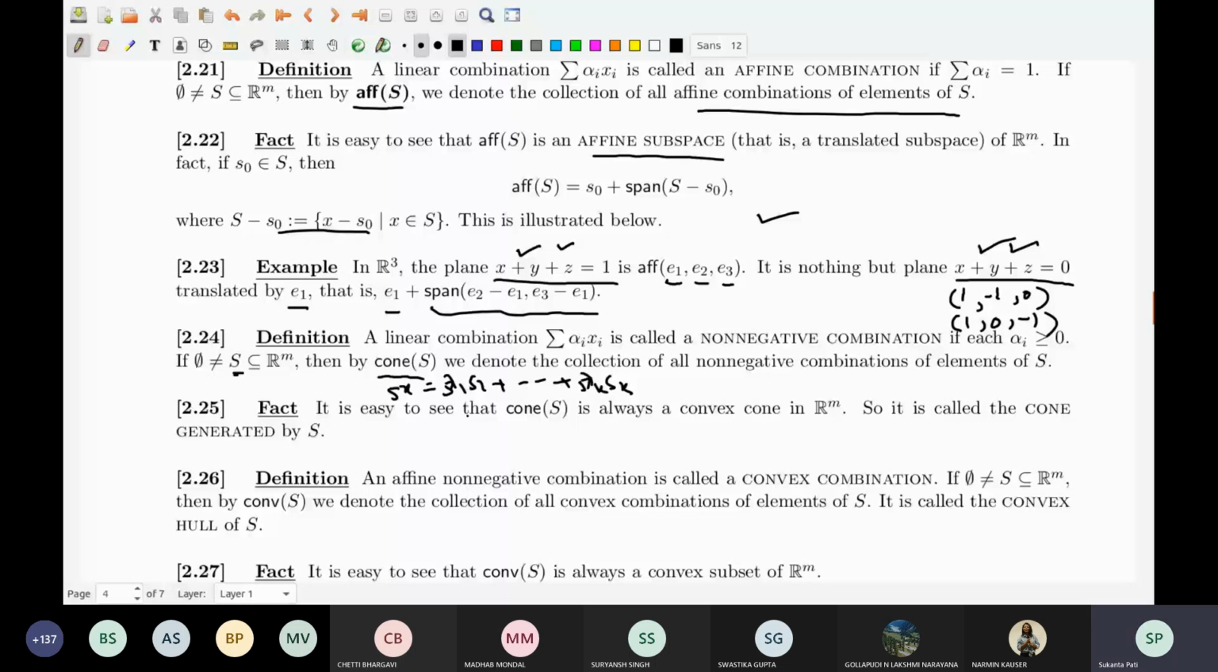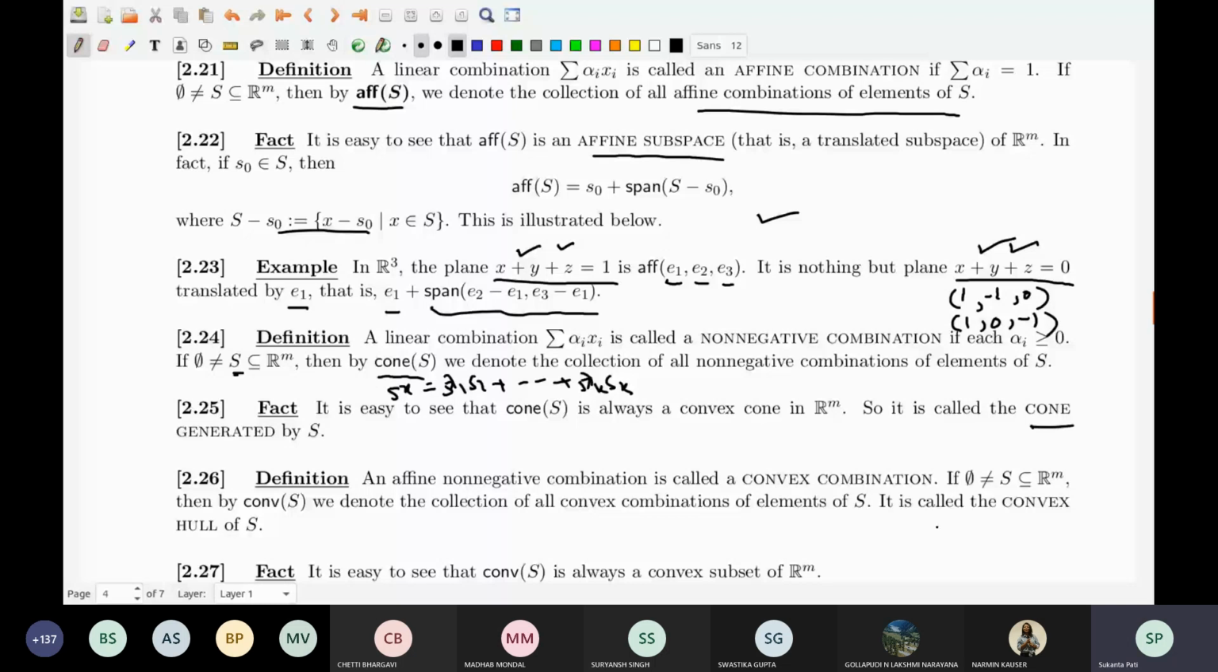So what have I got? On one side I have linear combinations, and the collection of all linear combinations of elements of S I called span of S. And then I have affine combination. Affine combination means the sum of the coefficients is equal to 1, and the collection of all affine combinations of elements of S is aff S. And then I have non-negative combination, and here I have cone S.